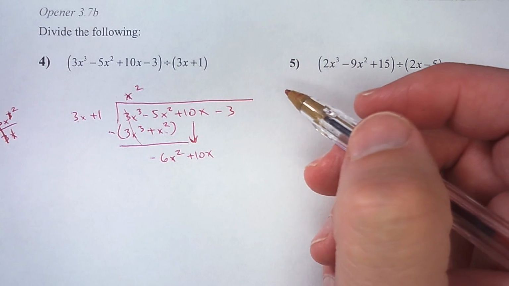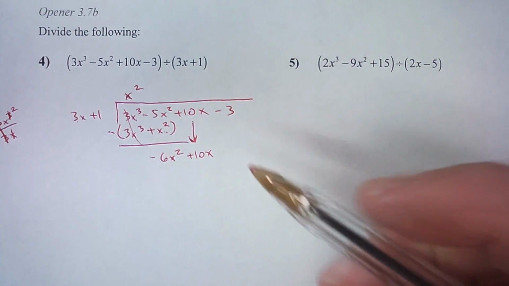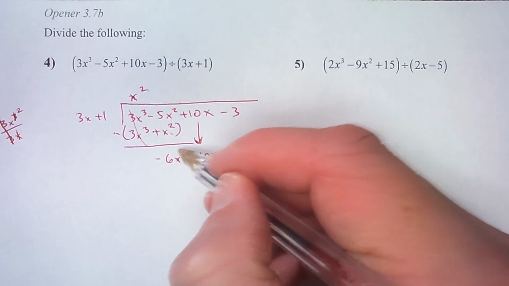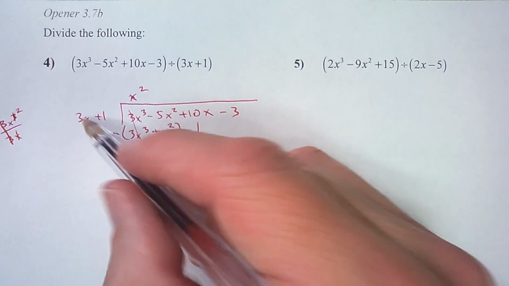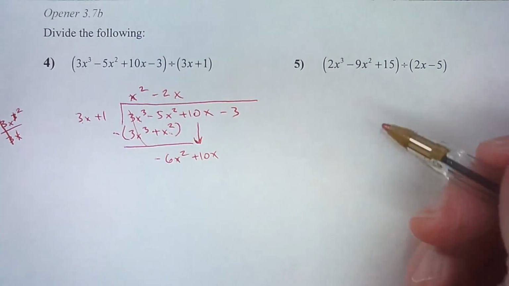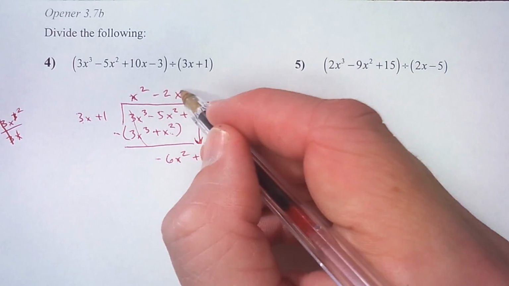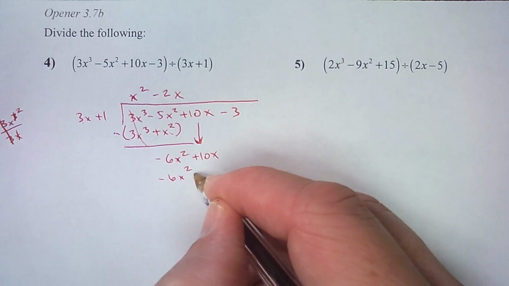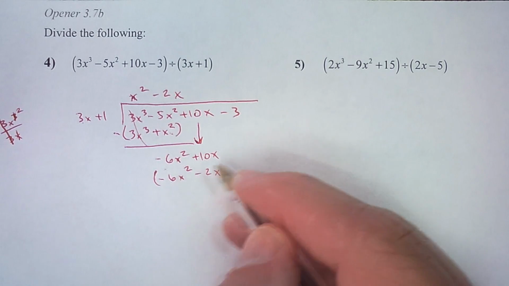Okay, so now we're going to do that again. So we have divided, distributed, and subtracted. We're going to do that again. Divide, distribute, subtract. So we will divide negative 6x squared by 3x. Negative 6 divided by 3 is negative 2. X squared divided by x is x. So that's divide. Now distribute. Negative 2 times 3x plus 1 is negative 6x squared minus 2x. So we divided, distributed, and now subtract.